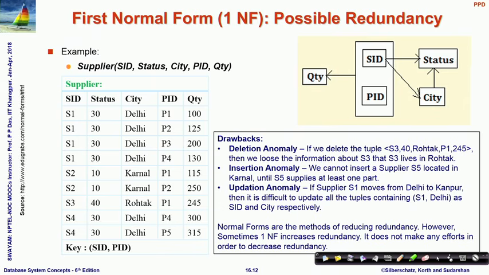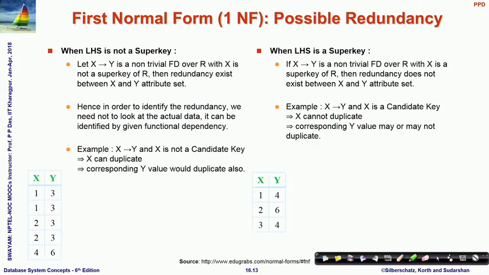But one normal form may give rise to a variety of different redundancies and therefore, anomalies. So, this is another instance. In fact, the earlier instances that you saw were all also in one normal form, but they had deletion, insertion and update anomaly. So, here is another example where we are illustrating that. It is possible that if I have a functional dependency x determining y, which is a non-trivial functional dependency over the set of attributes, and x is not a super key, then there exists a redundancy between x and y attribute sets.